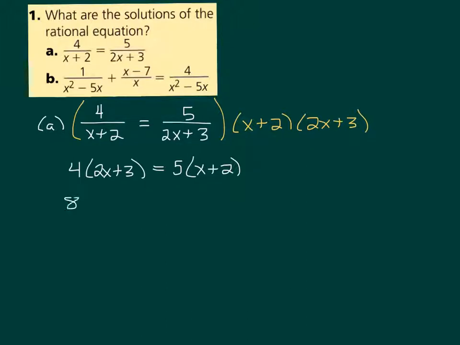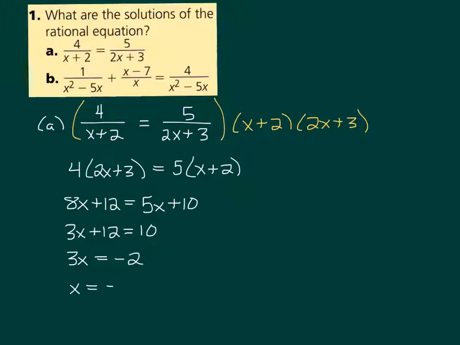Distribute the 4, we get 8x plus 12 equals, distribute the 5, 5x plus 10. Subtract 5x from each side, we get 3x plus 12 equals 10. Subtract 12 from each side, we get 3x equals negative 2. So x is negative 2/3.